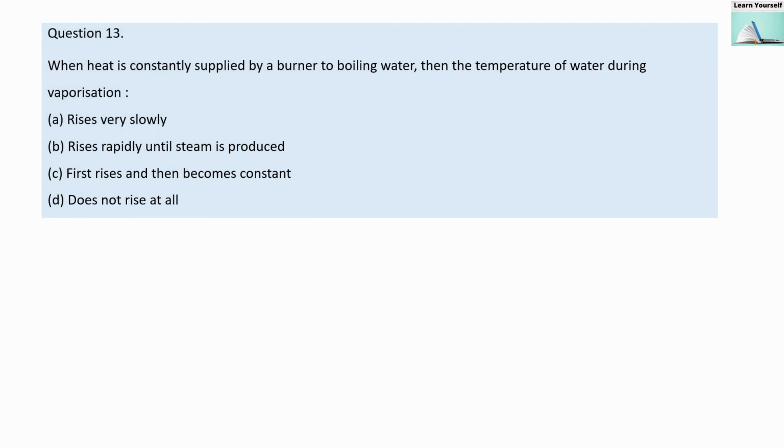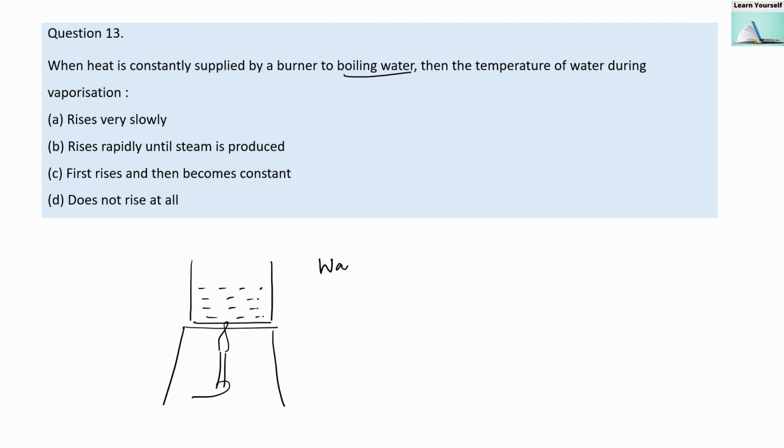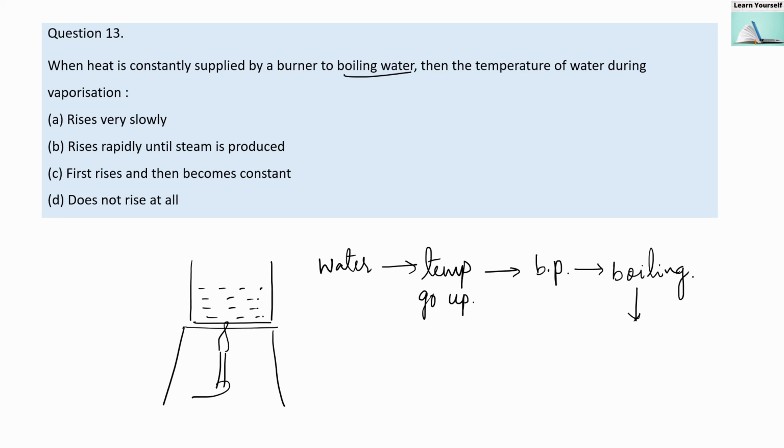Question number 13. When heat is constantly supplied by a burner to boiling water, then the temperature of water during vaporization rises very slowly, rises rapidly until steam is produced, first rises and then becomes constant, does not rise at all. So let us first understand the phenomenon of boiling water. So here I'm continuously supplying heat to water. So the temperature will go up until the boiling point is achieved. Once the boiling point is achieved, water will start boiling. Now once the water starts boiling, it will start vaporizing.